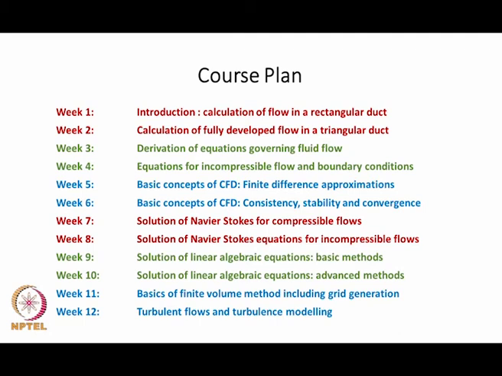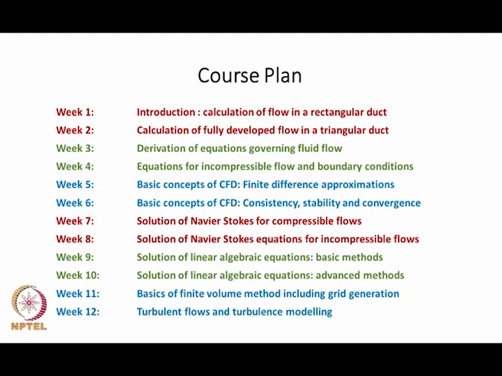So in the first week, we are going to look at how to calculate flow in a rectangular duct. If it's a circular pipe, we already know under laminar flow conditions it will have a parabolic profile. But if it's a rectangular duct, it's not so easy. So we'll see how we can get the flow field in a fully developed flow through a rectangular duct, using the techniques that we're going to develop further in further weeks of computational fluid dynamics.